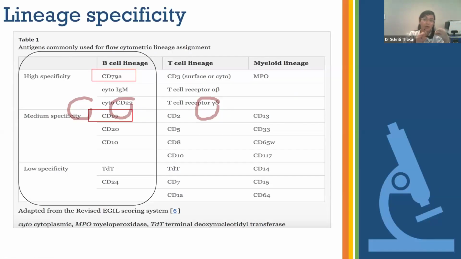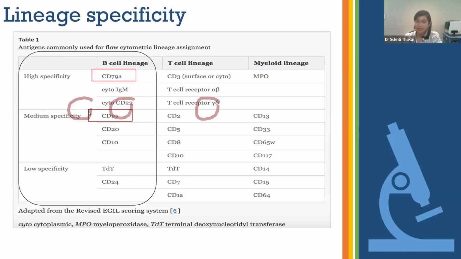Since I will be talking about B cells today, what is the lineage-specific marker for my B cell? It is CD19 as well as CD79 alpha. These are the most specific B cell lineage markers which I will be seeing in flow cytometry, and they help us identify whether a particular cell is a B cell leukemia or not.